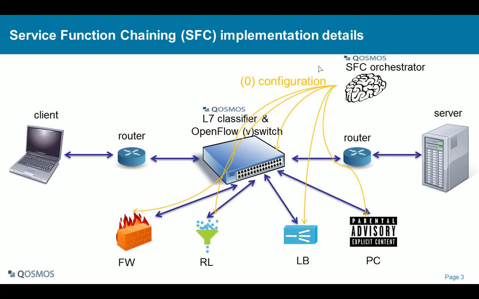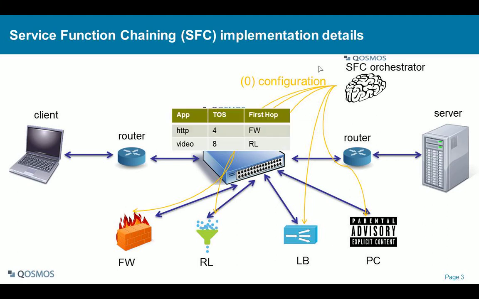At the vSwitch level, the configuration looks like this. For a given application, you have the chain identification and the first hop of the chain. The application is sent to a chain, and the chain is identified by a TOS. So the incoming packet TOS value is changed in order to reflect the chain value. So for instance, HTTP traffic will have a TOS of 4 and be sent to the firewall. And then the firewall will see that for chain number 4, so packets with the TOS 4, it will do its firewall job, and if the packet passes, the next hop is the load balancer.